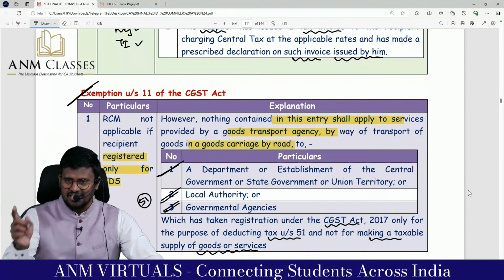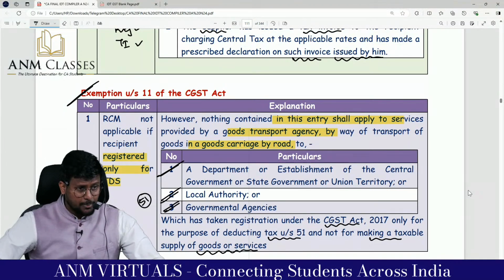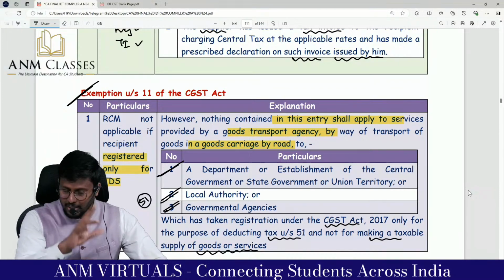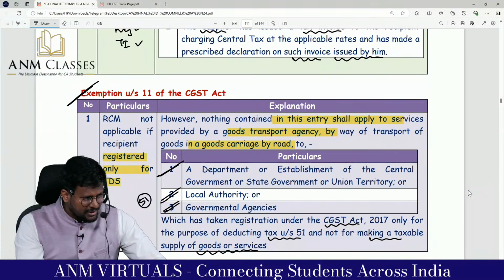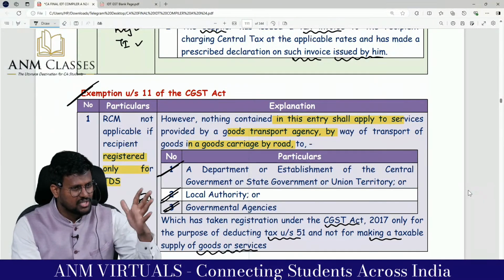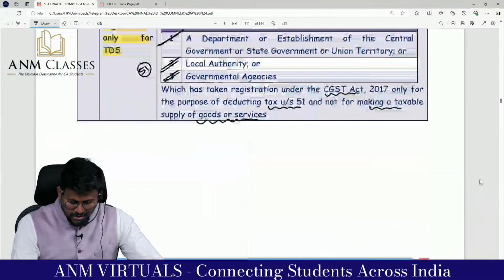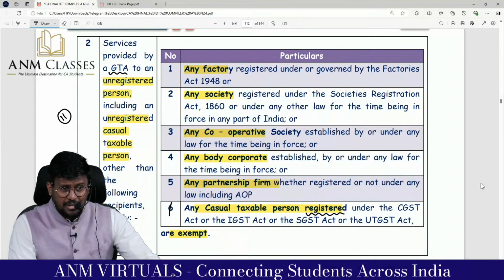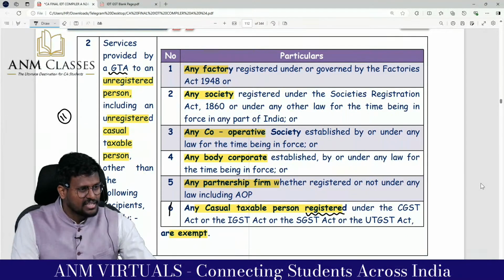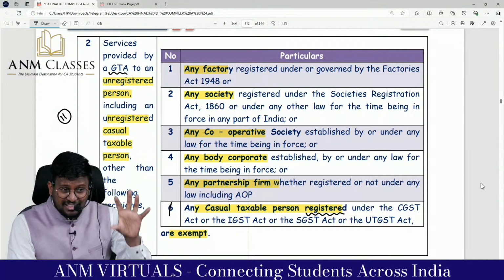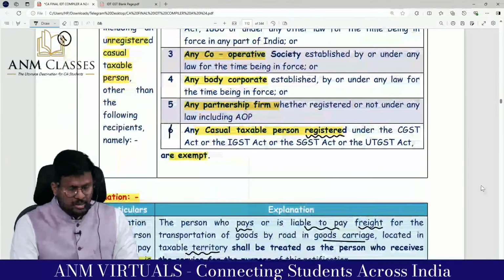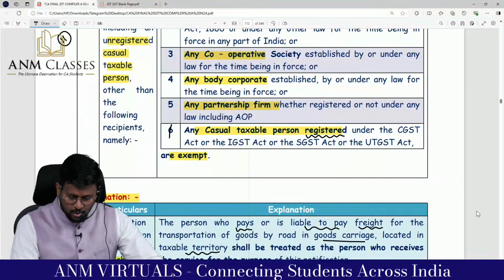But if the 7 specified persons include a registered person, if they have taken registration only for the purpose of deducting TDS under section 51, sir, then section 11 is saying that for you the reverse charge mechanism will not be applicable, it is fully exempted. Are you all really with me? And if the service provider is GTA and service recipient is other than these persons, it is exempt from GST. The others are factory, society, cooperative society, body corporate, partnership firm, a casual taxable person. Sir, a registered casual taxable person. Are you really with me?